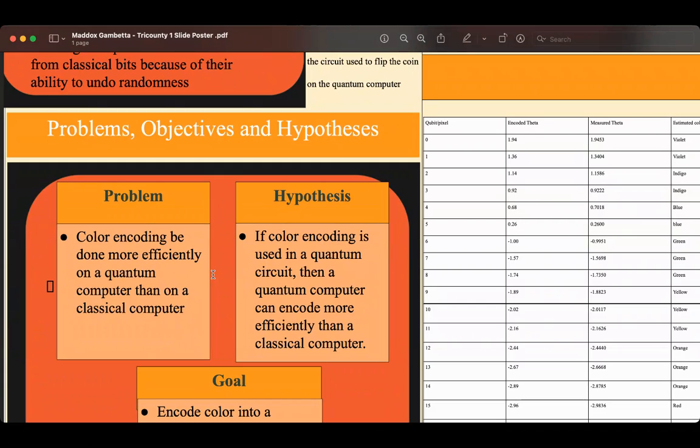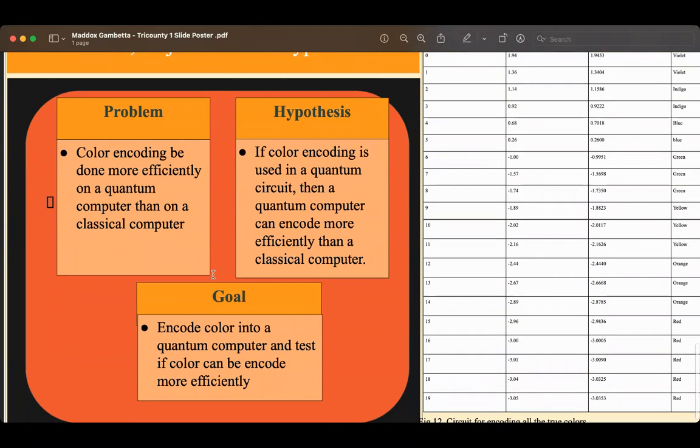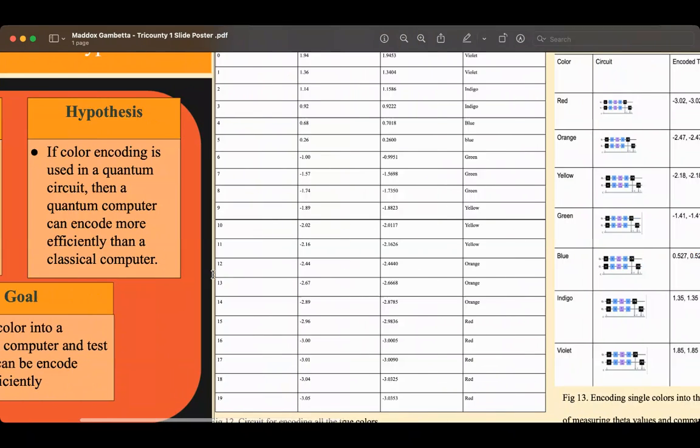My problem was I want to know if color encoding can be done more efficiently on a quantum computer than on a classical computer. I believe that if color encoding is used in a quantum circuit, then a quantum computer can encode far more efficiently than a classical computer. The goal of my research was to encode color into a quantum computer and test if color can be encoded more efficiently.